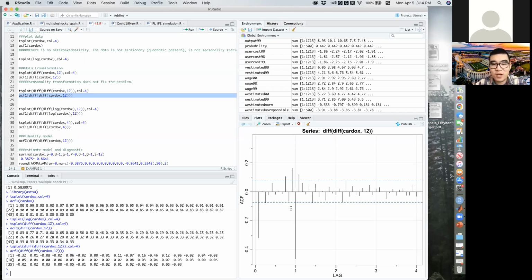However, we see this very large lag at lag number 12, and we know that our data is monthly data. So that means there still exists some seasonality pattern in our data set, which is fine. We will build that seasonality pattern into our final SARIMA model. What we can get from this ACF plot is that our two transformations, the seasonality transformation and the regular transformation, work very well.